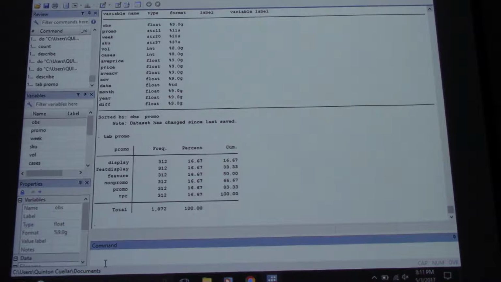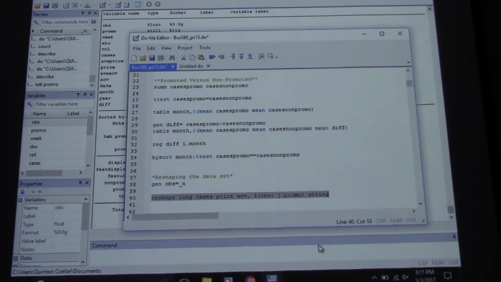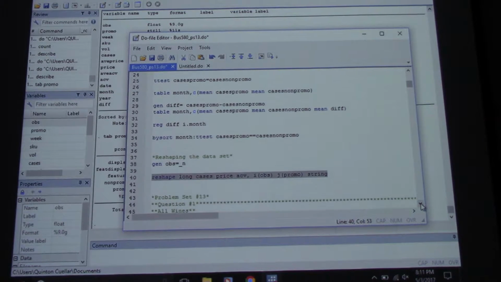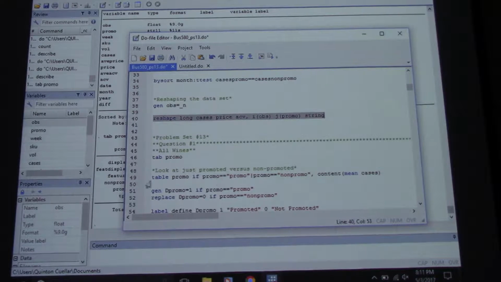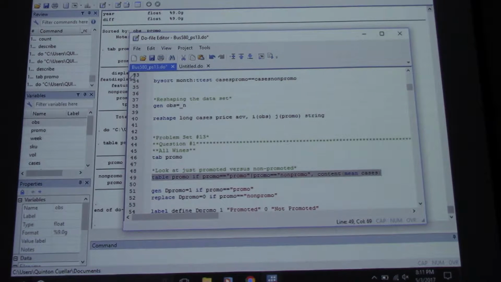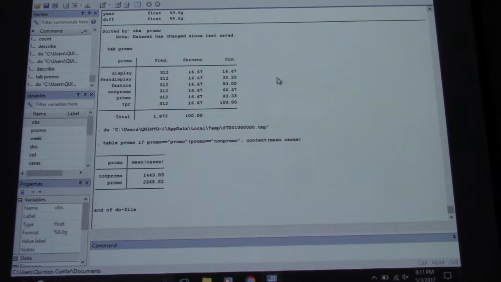Now we can do all the things that we've been doing essentially all semester long. Pretty much every data set we've used so far, I've already reshaped for you. But this is a really cool command, because now we can do things like, well, we've already done this stuff. And we should get the same numbers.